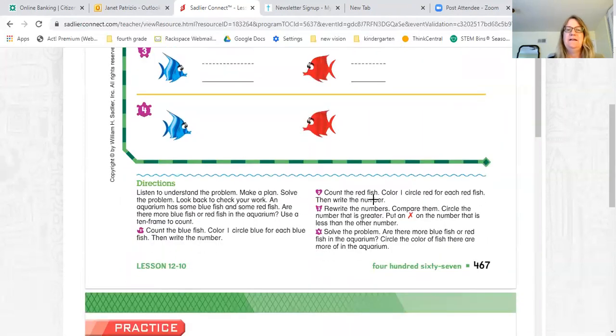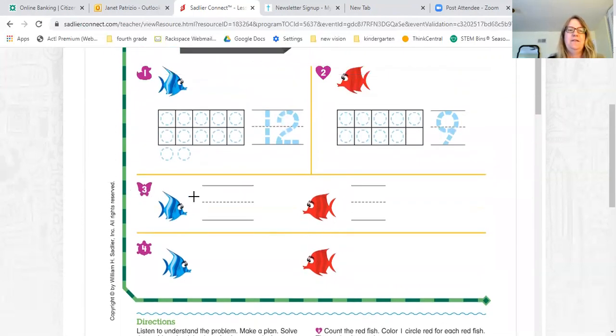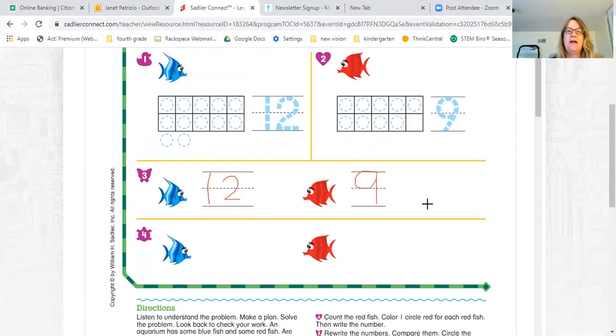When we go down here, butterfly number 3, we are going to rewrite the numbers. Butterfly 3, how many blue fish? We have 12. So, as best I can with my mouse, I write 12. How many red fish? 9. We're going to rewrite them because we are going to compare these two numbers. We're going to compare 12 and 9.